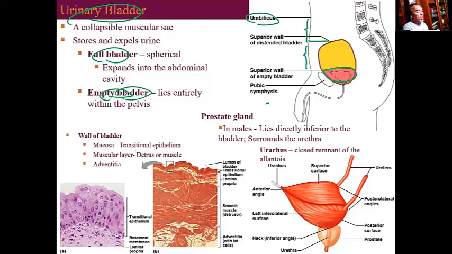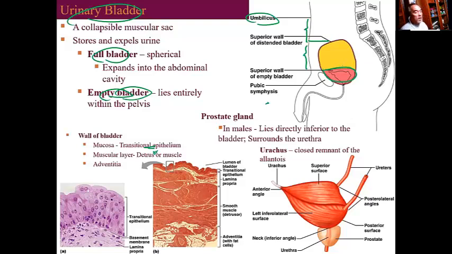Right. So now the walls of the bladder, again, are made of transitional epithelium. But there's another muscle layer there that's very famous, called the detrusor muscle. The detrusor muscle squeezes the bladder so it pushes the urine out into the urethra.